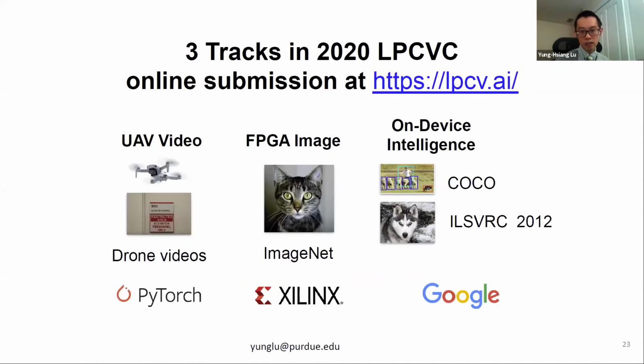This slide shows the 3 tracks we have for this year. The first track is video captured by UAV and using PyTorch. The second and third tracks are image, using FPGA and TensorFlow. Again, all information is on the LPC.ai website. If you are interested, or you know anybody interested, please encourage them to visit the website.